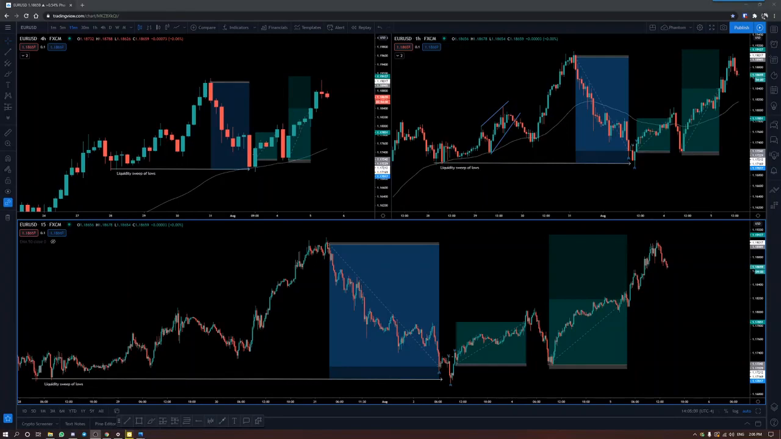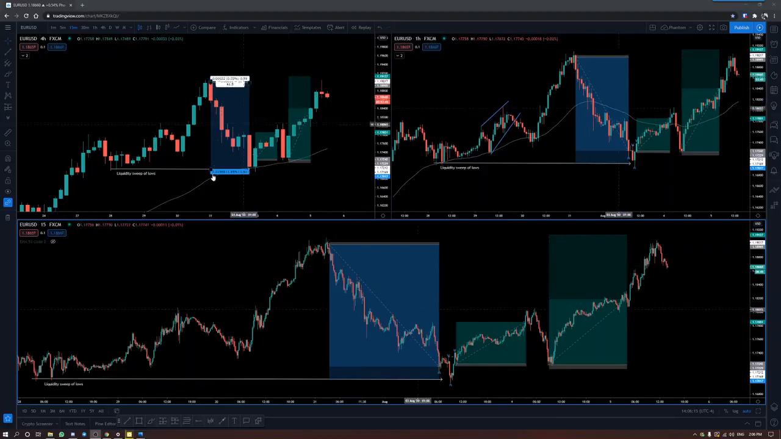Today we're going to be focusing on Euro US dollar and specifically on two buy positions that were taken, one for 20R and another for just shy of 30R. And I will also highlight a missed trade that would have netted close to 60R.